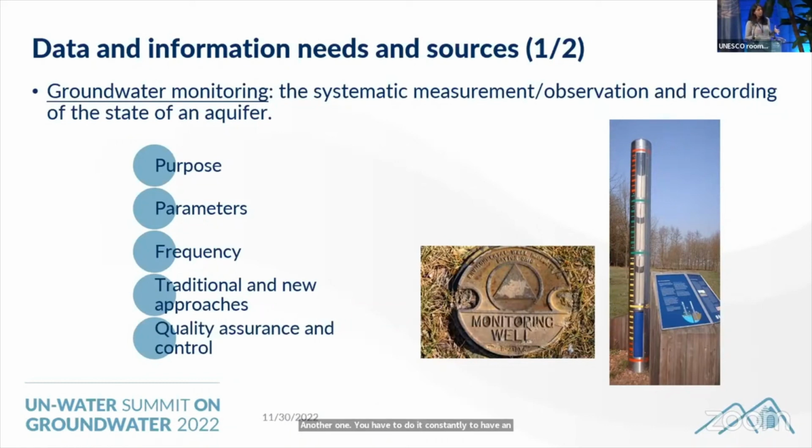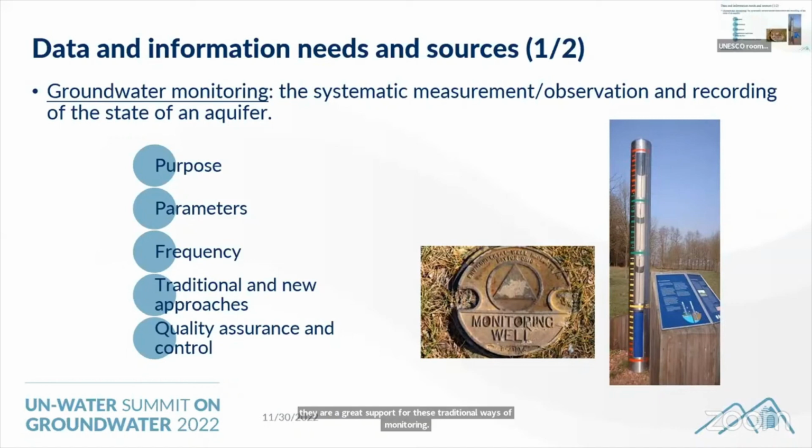The water monitoring has been done traditionally in situ, either manually or with equipment that does it automatically. But now there are other approaches such as remote sensing and citizen science that are also worth considering because they are a great support for these traditional ways of monitoring. But all of this needs to be done in a way that the quality of the data is assured. Because if we cannot trust the quality of the data, then any result doesn't really make sense.